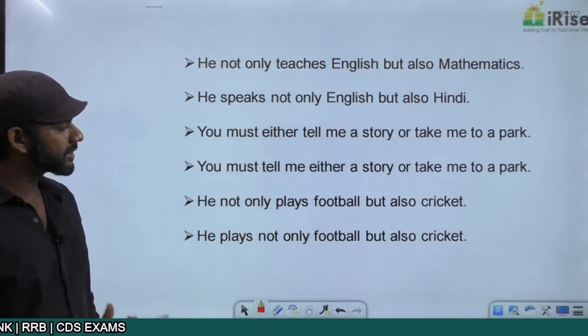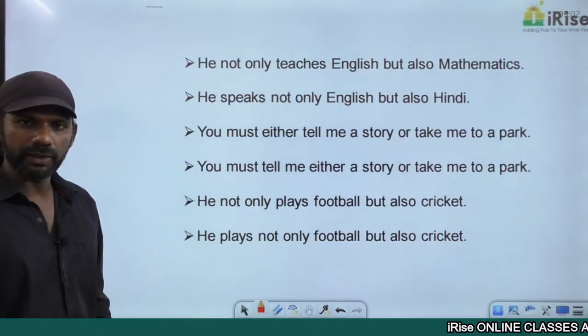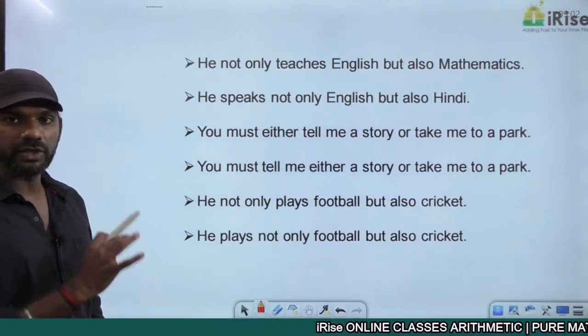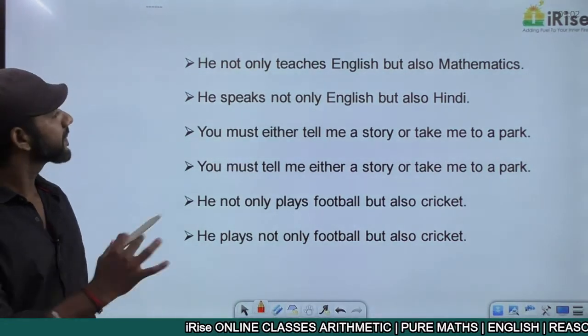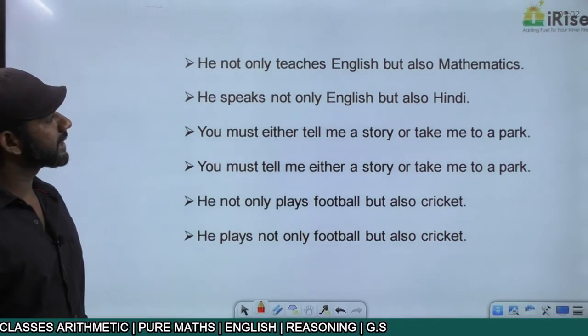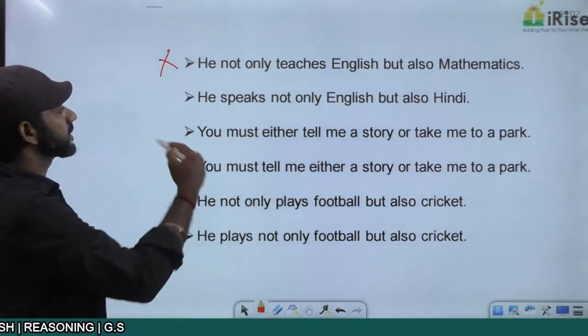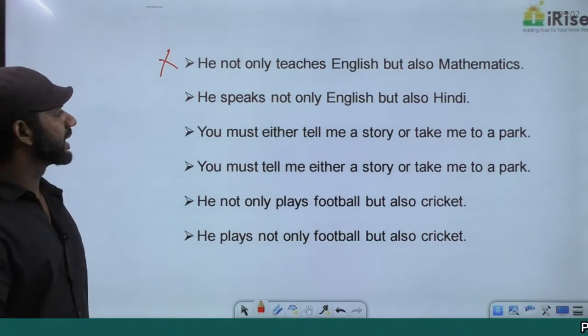He not only plays football but also cricket. He plays not only football but also cricket. As I said, we need to find out which of these is or are grammatically correct. Come to the first one once again. He not only teaches English but also mathematics. I say this statement is grammatically wrong. The next one.